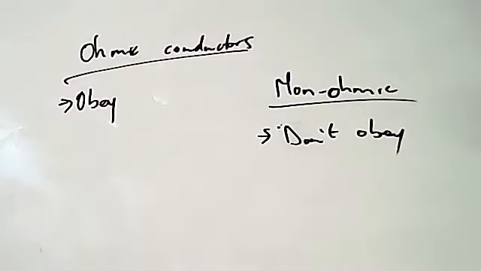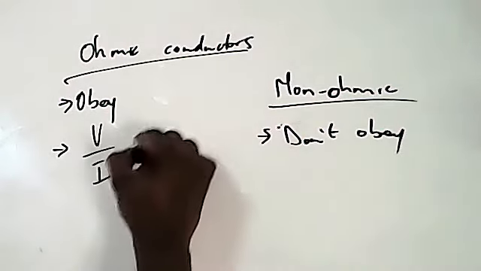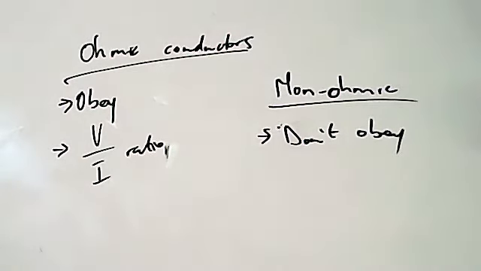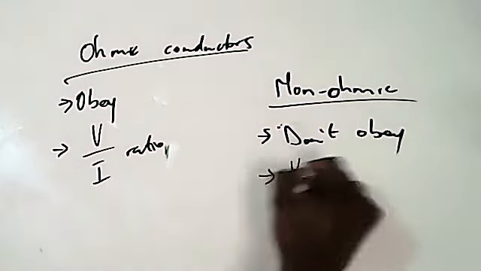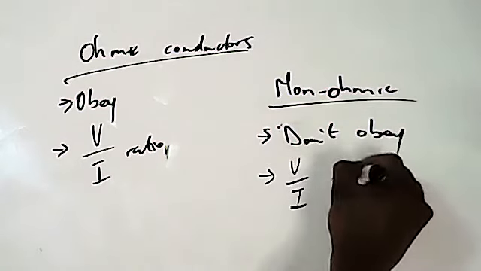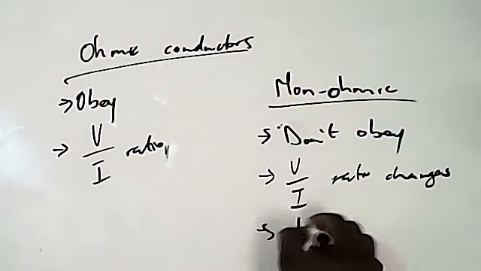So meaning that for these ones, since the voltage is directly proportional to the current, you will always have the same ratio. This ratio will be constant because when they increase, they both increase. When they decrease, they both decrease. But on this side, the ratio will change. This ratio changes for non-ohmic conductors. The great example of a non-ohmic conductor that you're used to is the light bulb.